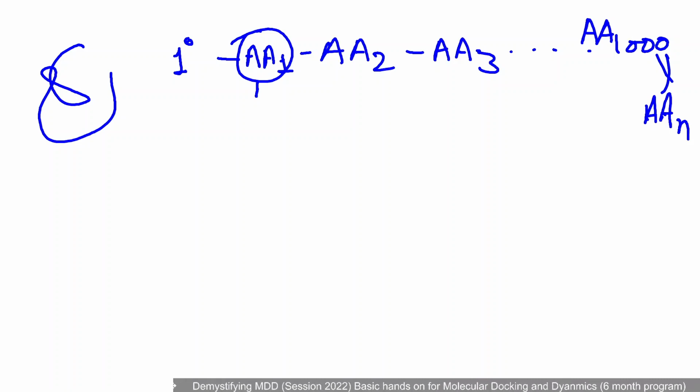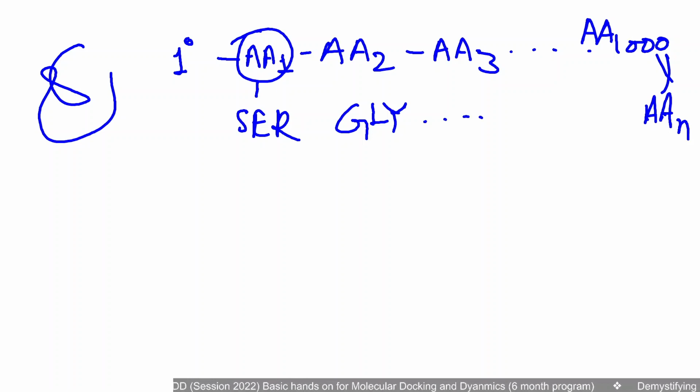And later these residues have some denotation. If we want to identify these amino acids, then we can give them a three-character identification, like for serine SER should be present, for glycine GLY should be present, like that all the amino acids would be.